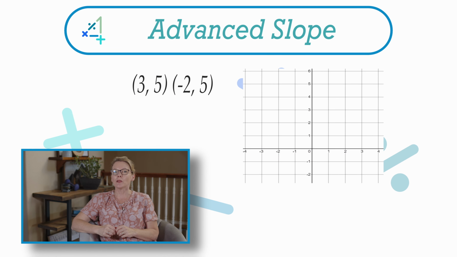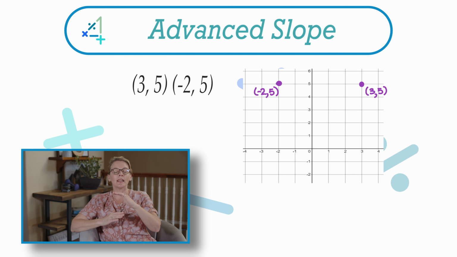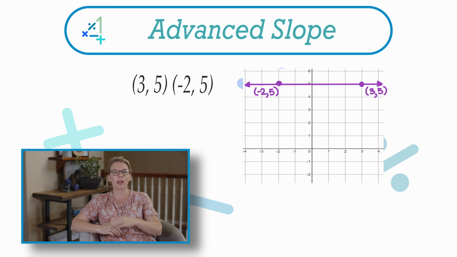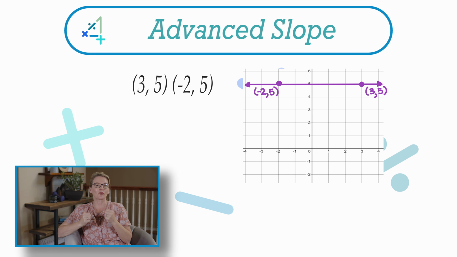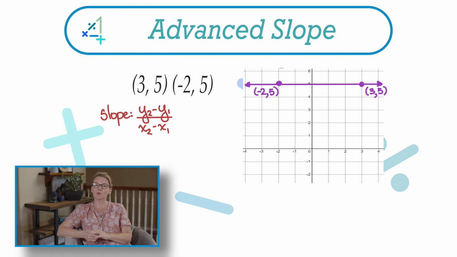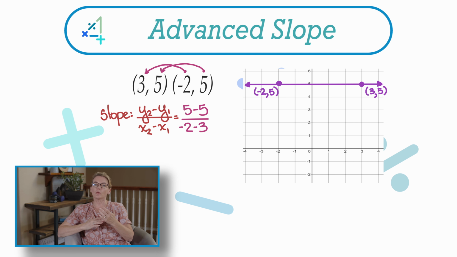First, I'm going to plot the points (3, 5) and (-2, 5). I'll connect them and see that they make a horizontal line through y equals 5. Great so far. Let's check out the slope of this line. I will follow my y2 minus y1 over x2 minus x1 like normal. 5 minus 5 over -2 minus 3 equals 0 over -5.